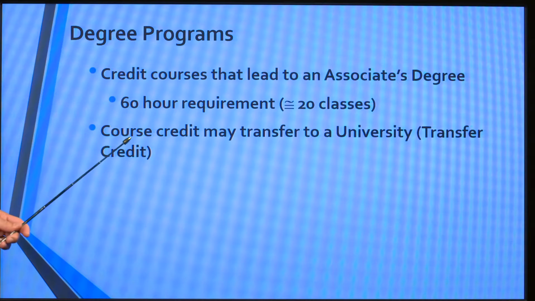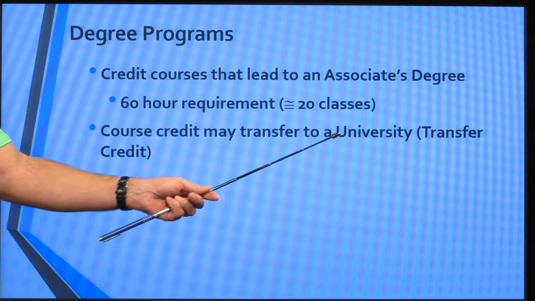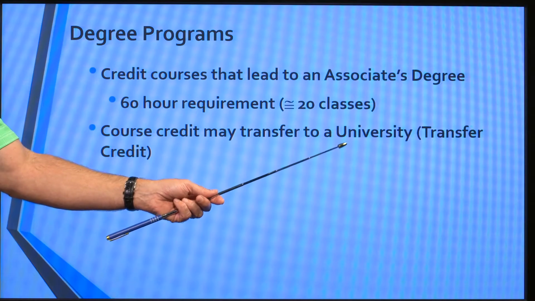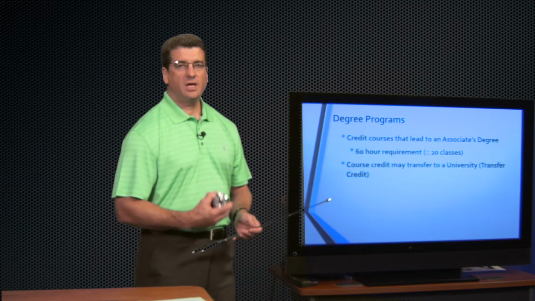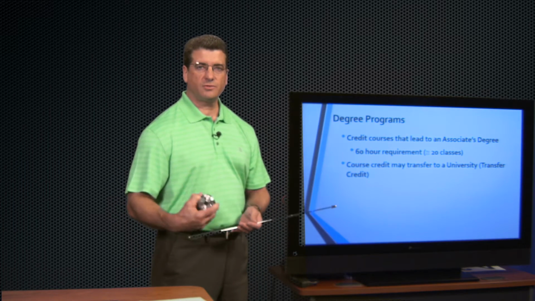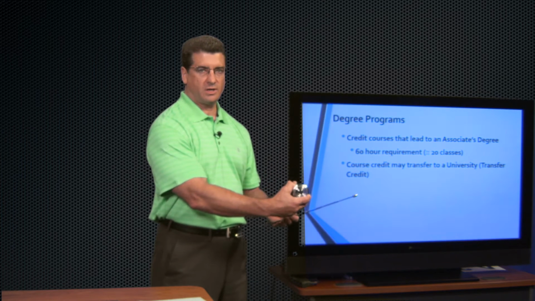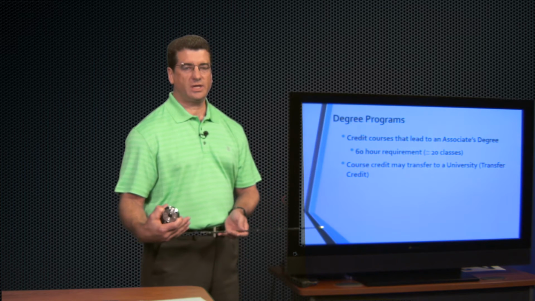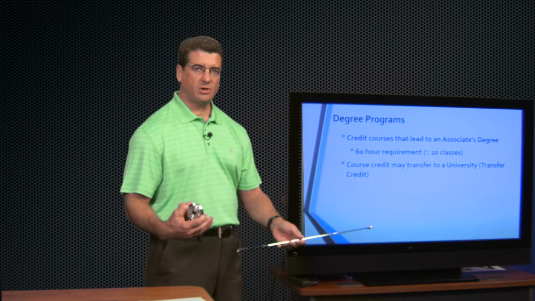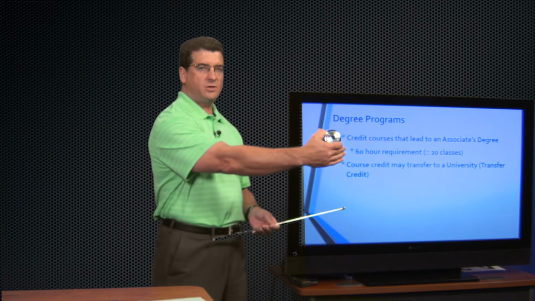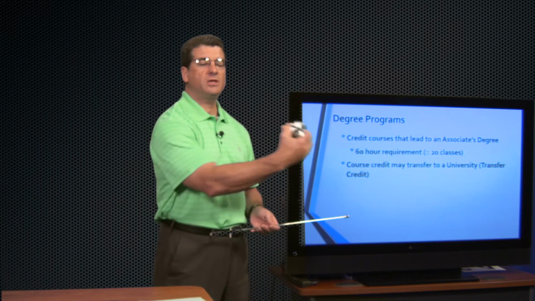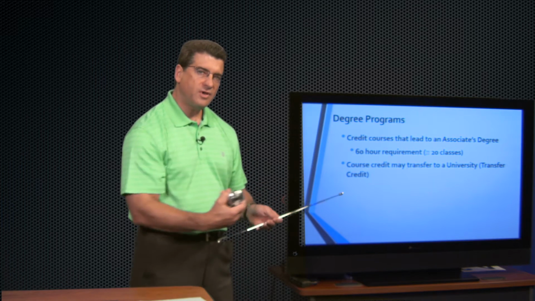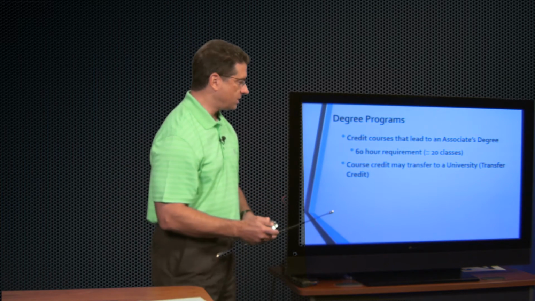All right, so one of the things you have to understand on the credit side is that course credit may transfer to a university. What we're trying to do there, and the state of Texas has really helped out, is prevent students from taking the same topic over and over again. Originally, if you took a history class at community college a long time ago and transferred to UTEP, a lot of times they would make you take certain classes again. So we've gotten rid of that problem a little bit.